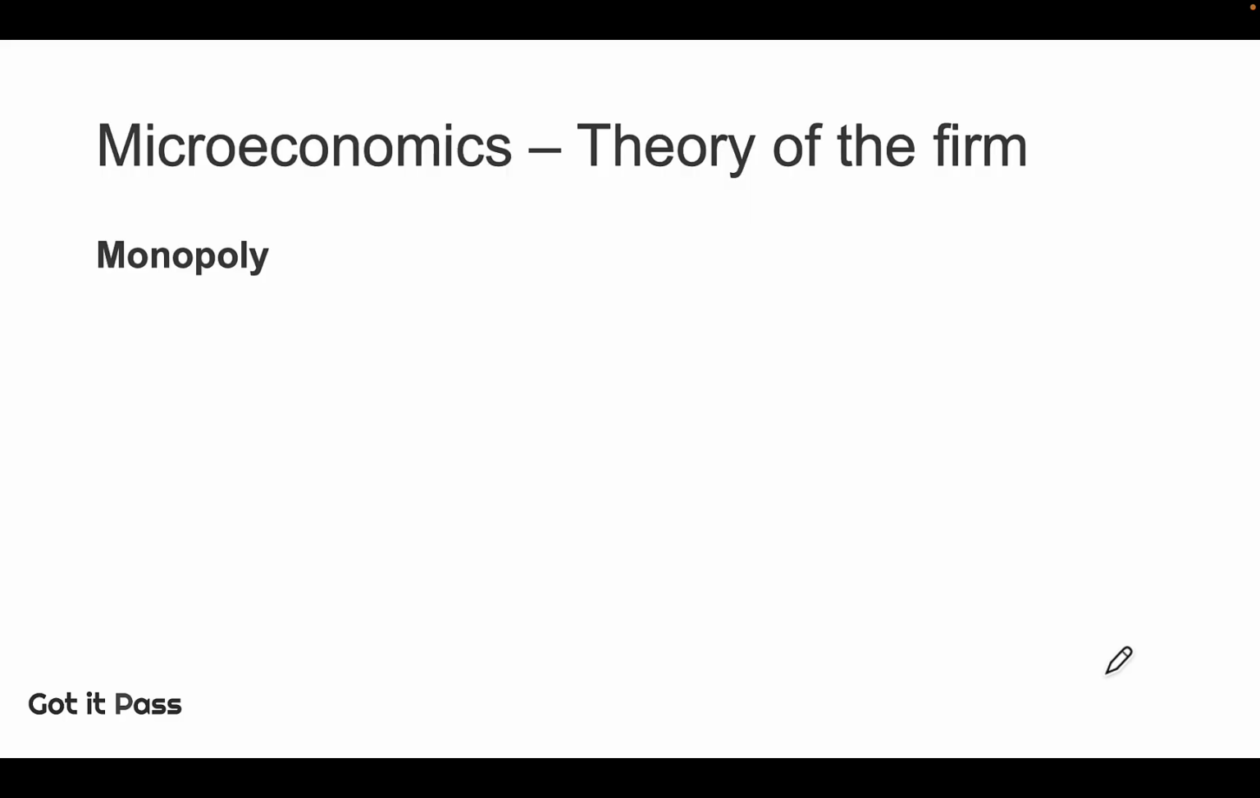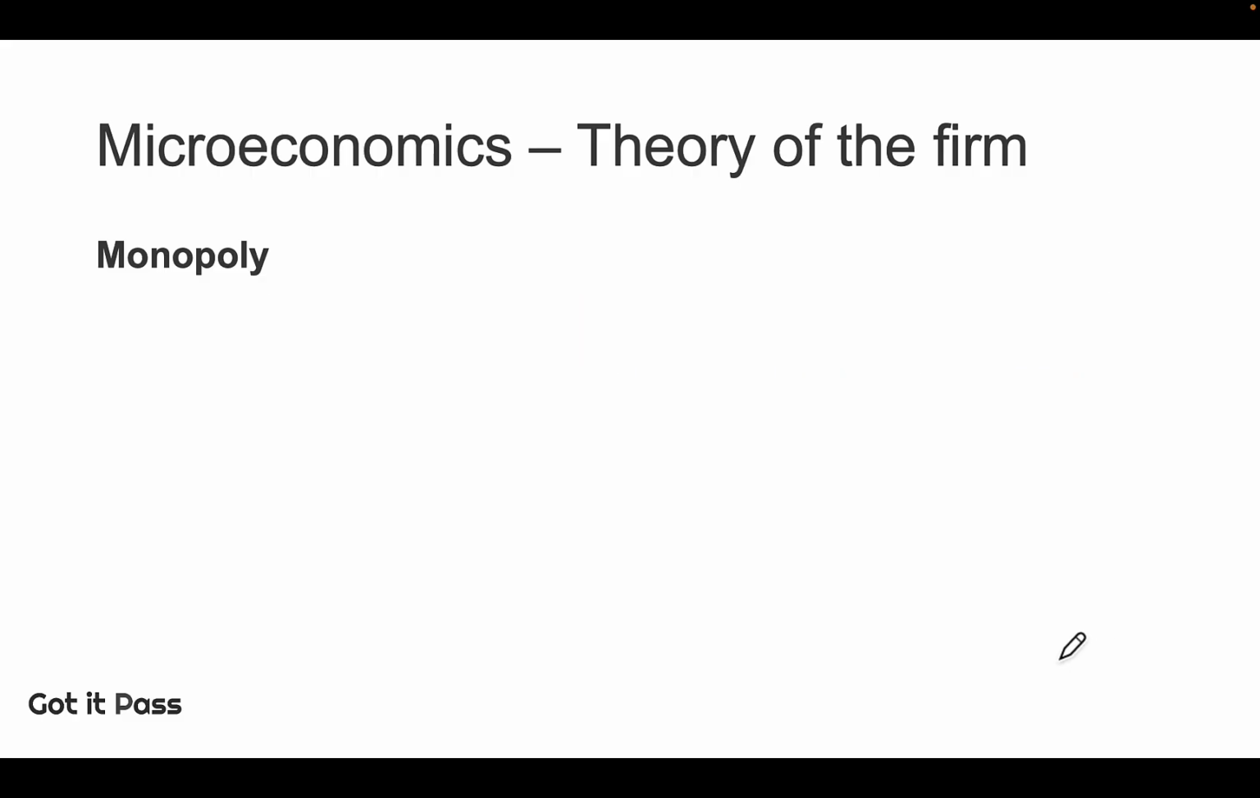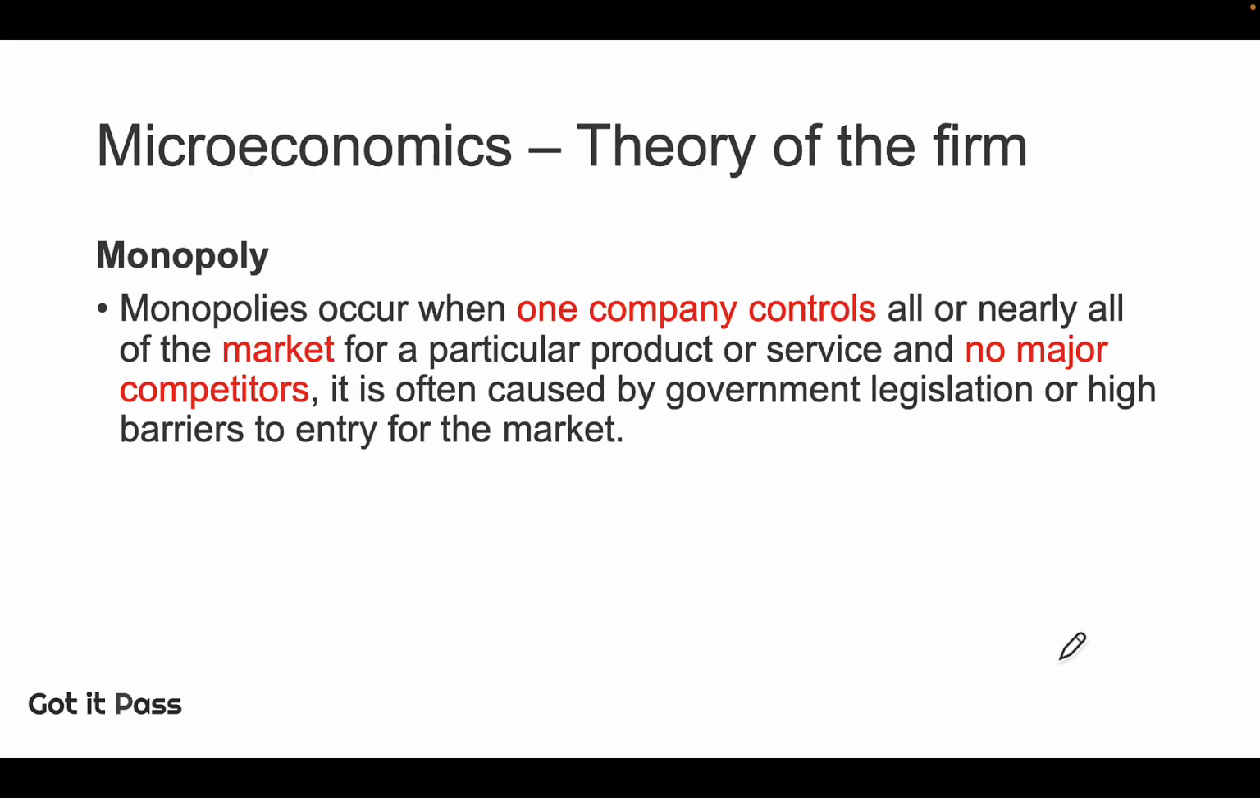The monopoly. Monopolies occur when one company controls all or nearly all of the market for a particular product or service and has no major competitors. It is often caused by government legislation or high barriers to entry into the market. So here we simply explain the definition of monopolies.